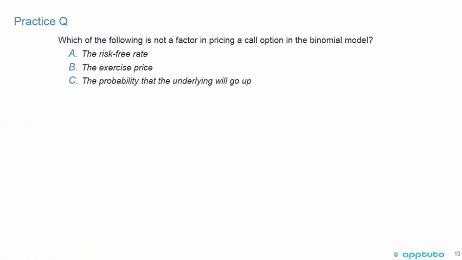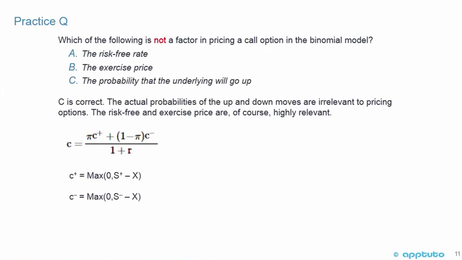Next practice question. Which of the following is not a factor in pricing a call option in the binomial model? A, the risk-free rate, B, the exercise price, or C, the probability that the underlying will go up? Okay, this one I highlighted in red because we're looking for which is not a factor. Sometimes those can trip you up, okay? So again, you don't need to do the calculation, but you pretty much have to be familiar with and memorize the formula so that you know what is a factor in the model.